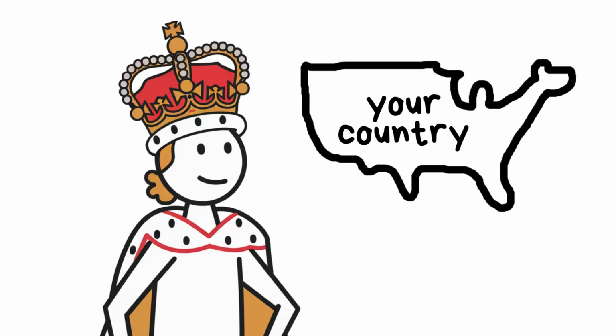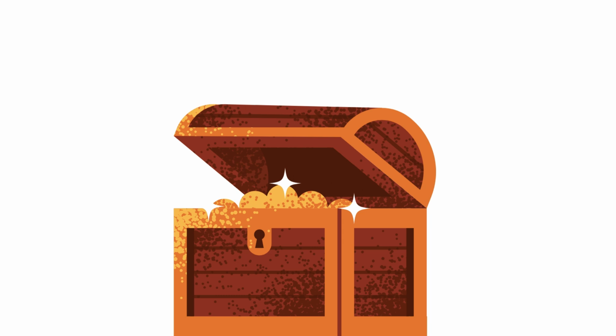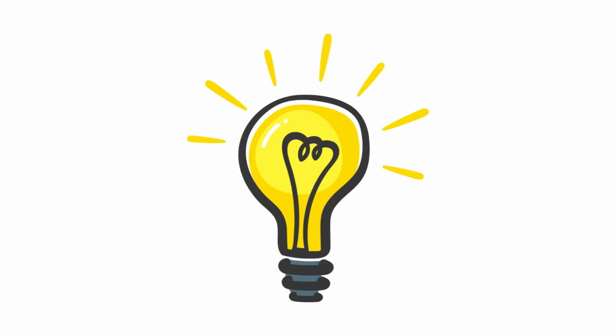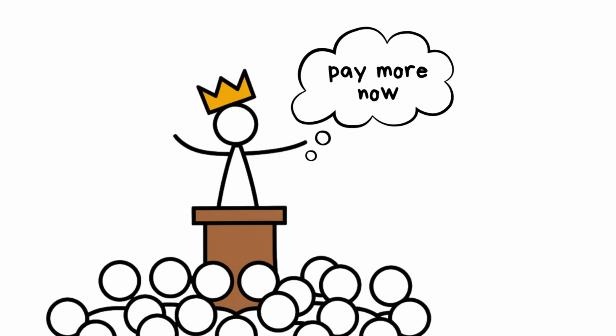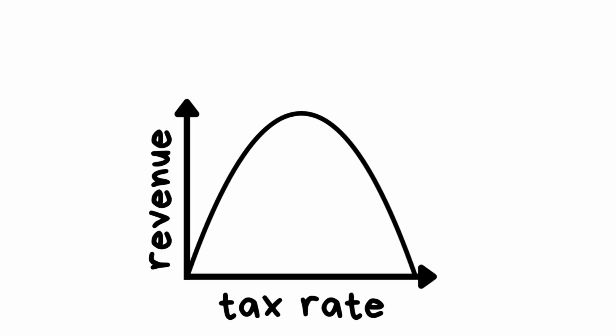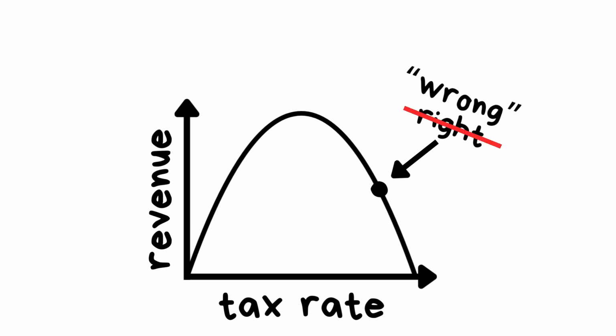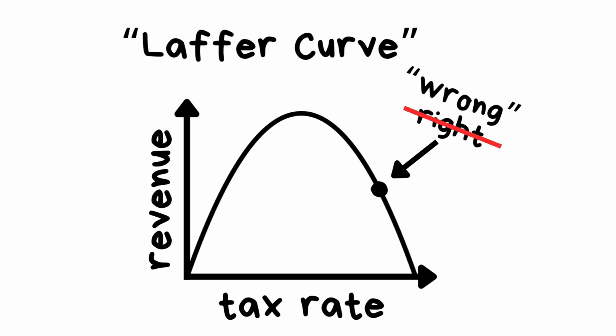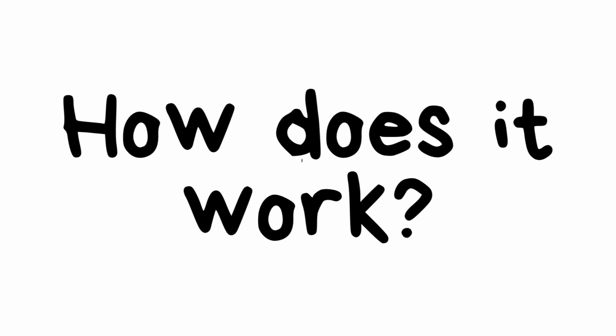Okay, so imagine this. You're ruling a country and you need more money in the budget. Then a brilliant idea crosses your mind. Raise the taxes. You introduce higher tax rates, but oh no, your revenue, instead of going up, goes south. Why is that? You've put yourself on the right but wrong side of the Laffer Curve. What's that? And how does it work?